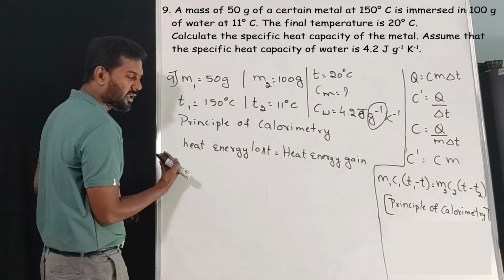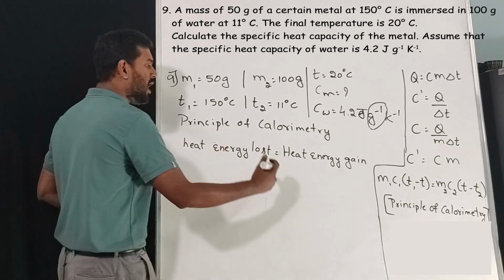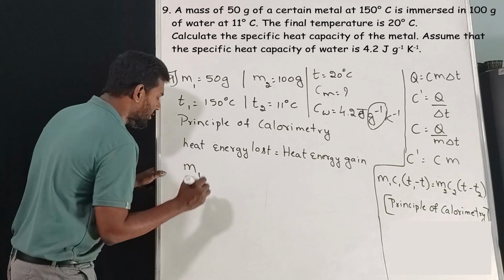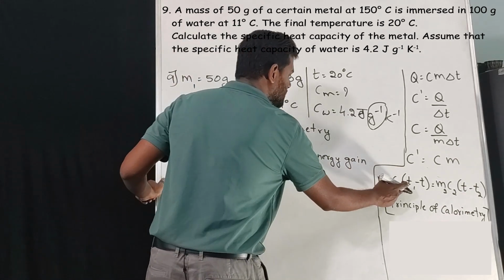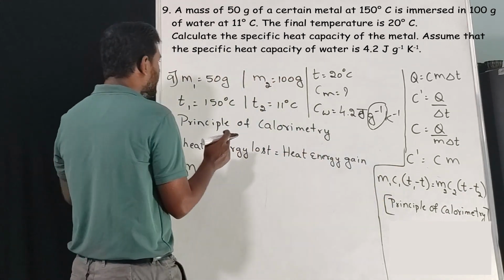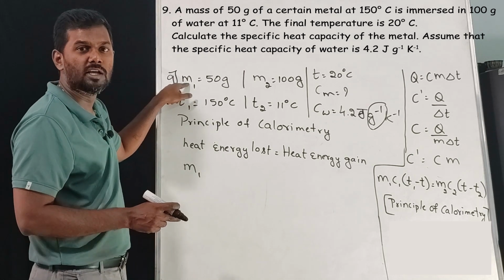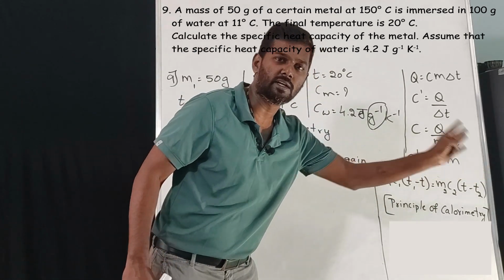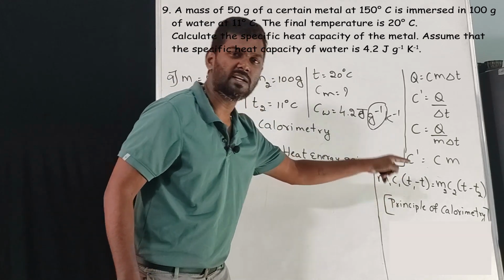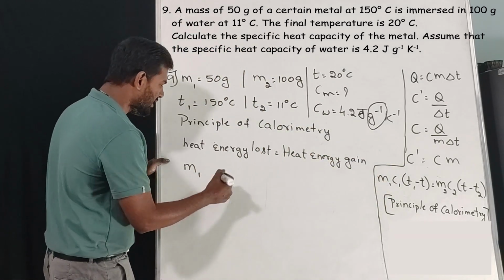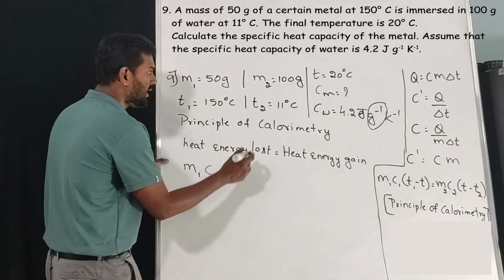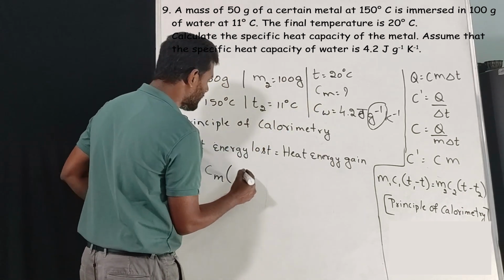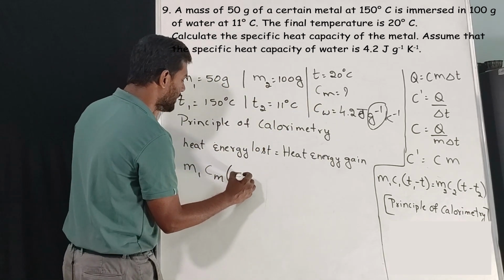Whatever we are going to write on the left side is related to metal, and on the right side it is related to water. So M1. Next, here according to this we have to write C1. This complete thing is related to metal, that complete thing is related to water. So C1 represents metal. Instead of writing C1, we can write it as Cm. That is what we are going to find. Then T1. What is T1? 150 degrees.